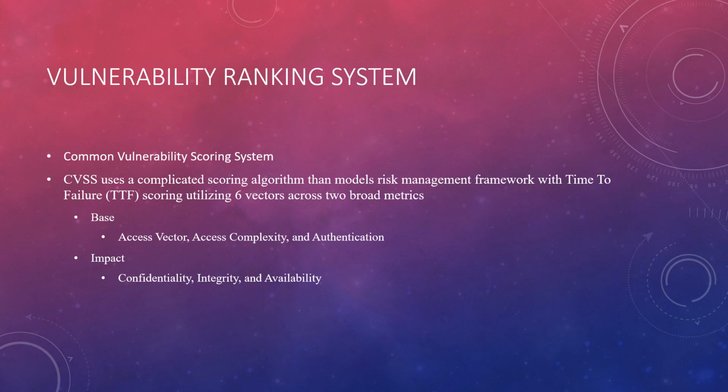One of the leading researchers in the field. Great guy. And when I looked at this CVSS, it really did remind me of Clearwater or Cyber Risk Solver when it comes to the risk management framework with the time-to-failure scoring. It kind of bases it off that. Now, it's got 6 vectors across 2 metrics. The 2 metrics are base and impact. There are also 2 more metrics, but we'll get into that in a second. The 6 vectors are access vector, access complexity, and authentication. Then the impact is the CIA triangle of confidentiality, integrity, and availability.